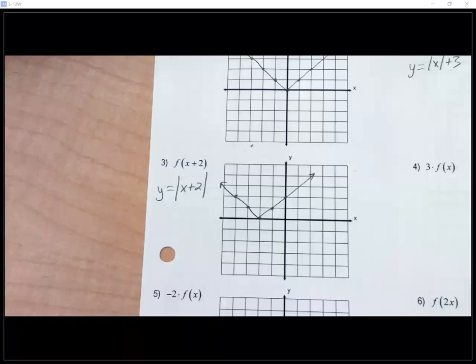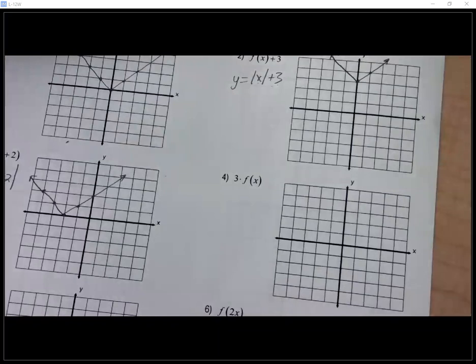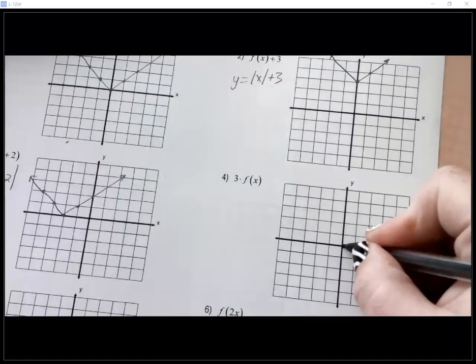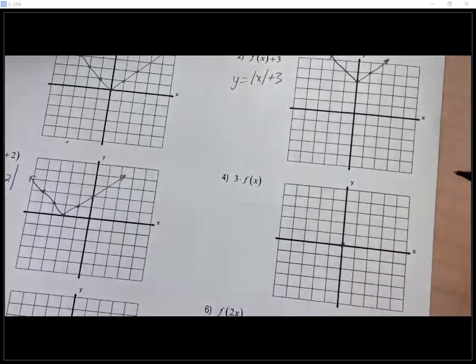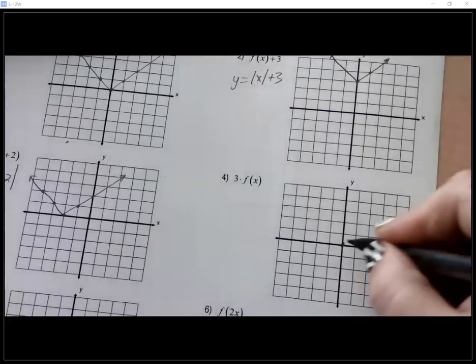Now, can anybody tell me what in the world multiplying the whole thing by 3 will do to my graph? Jake. Stretch it. Right, it's going to take all those y values and stretch them. So I'm going to end up with a more narrow graph. The slope becomes 3 instead of 1. Yes. I'm going to take all of my y values and I will now times them by 3.